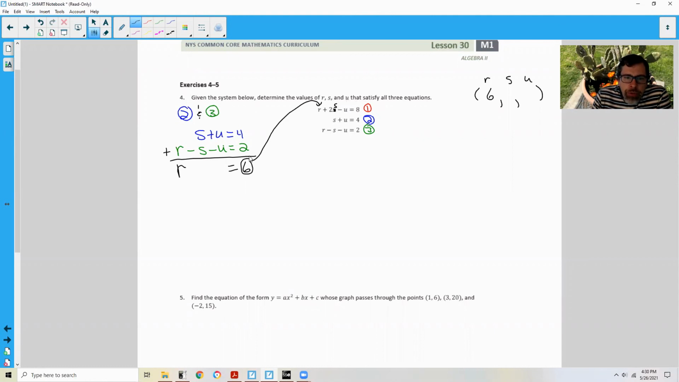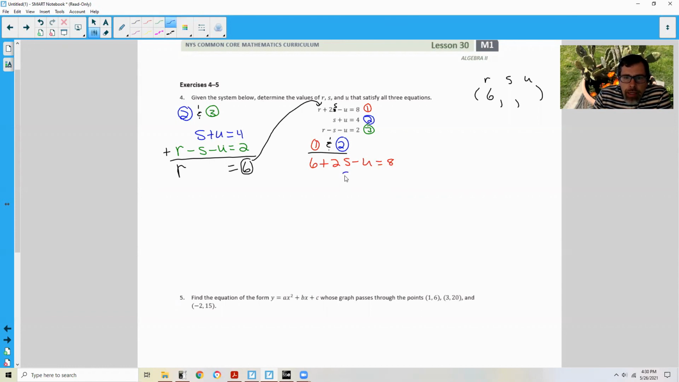So we are going to plug that 6 in there, and we're going to then do number 1 and number 2. So this is going to be a combination of 1 and 2, and 1 is 6 plus 2S minus U equals 8.